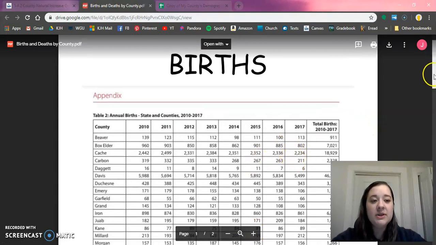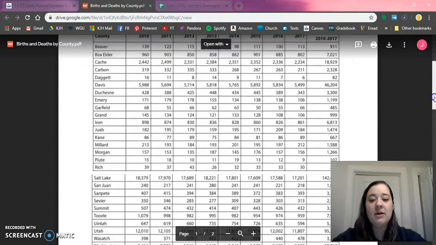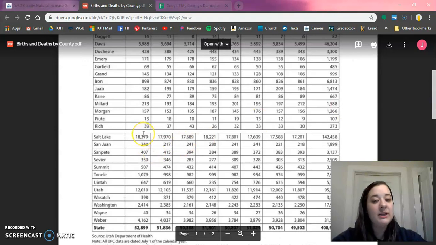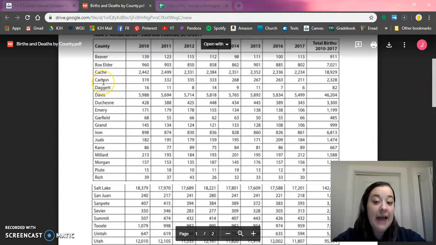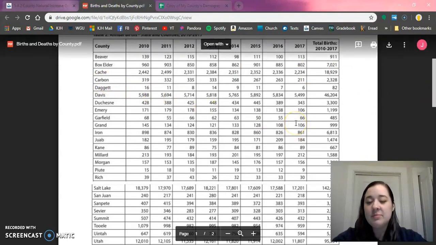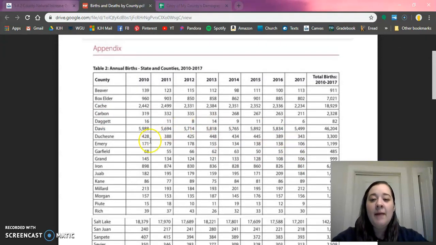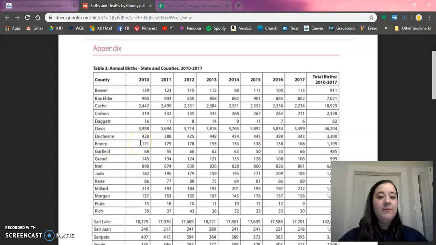So what you're going to do first is choose a county that you want to do. You could choose a county with a lot of people, like Salt Lake, or you could choose a county with a little bit of people, like Daggett, or at least births, but the births kind of reflect the population. I'm going to choose Emery. And so that I don't have to go back and forth between this chart and my chart, I'm just going to write down all of the births and deaths on a scrap piece of paper and transfer it over.